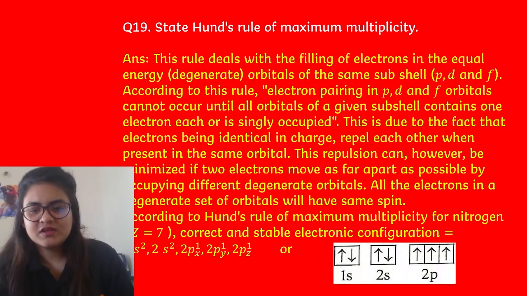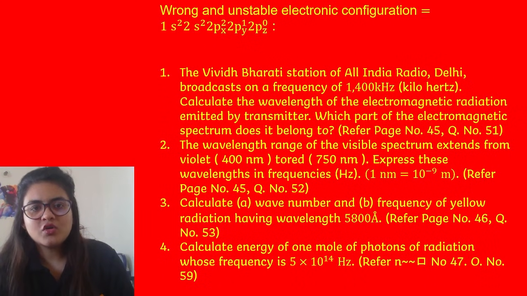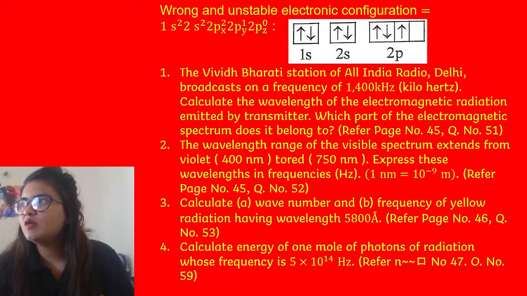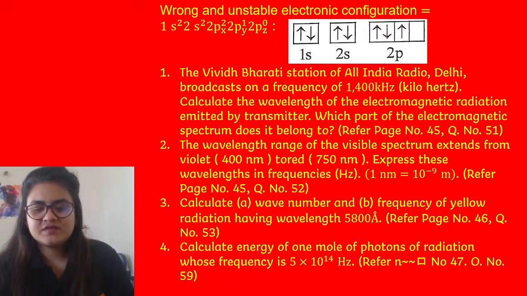Okay, so here you can see this is a correct order. It's showing here 1s, 2s, 2p, but here you can see one wrong order is also shown. You can see 1s, 2s, 2p, like that. Okay, so let's proceed further.